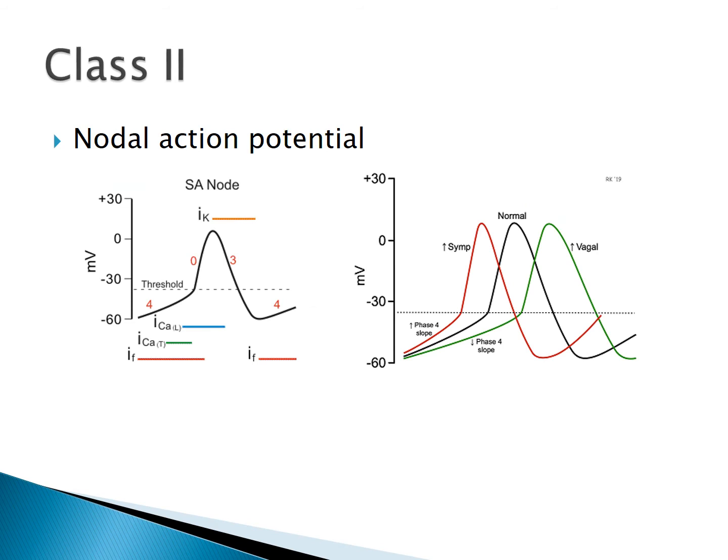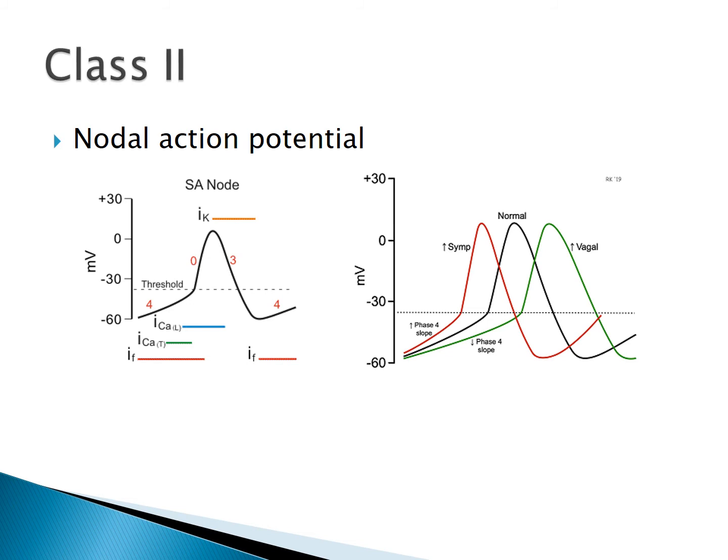This is a nodal action potential, which looks a little different from the ventricular action potential we've been talking about for class 1 medications. You can see how phase 4 is a spontaneous depolarization, also known as that pacemaker potential, that triggers the action potential when the threshold is met.